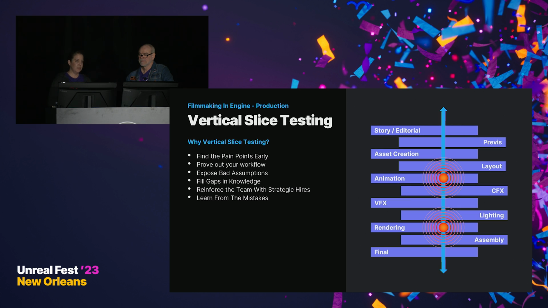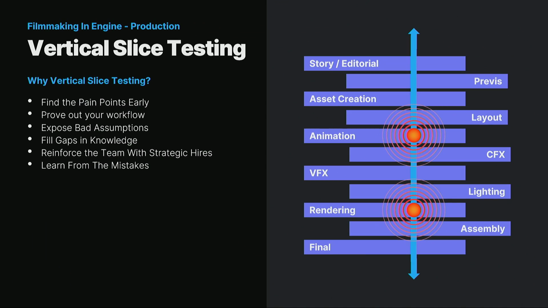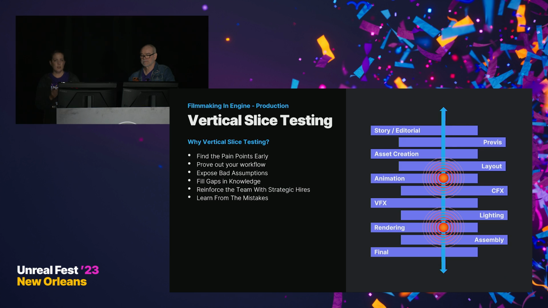One other thing that we really like to express with anybody getting into a linear content pipeline is do a vertical slice. This is a different way of thinking. This is a different engine. The reasons you really want to do it are that you find the pain points early, you prove out a workflow, you expose bad assumptions, fill the gaps in knowledge, and reinforce the teams with strategic hires, and you basically learn from these mistakes. You learn from these mistakes at an early stage so it doesn't cost you in the end.